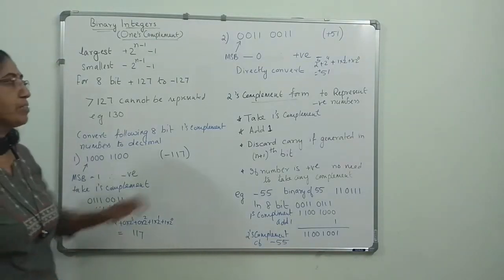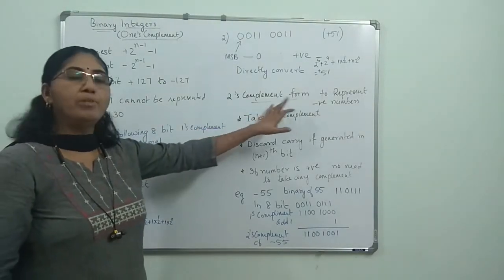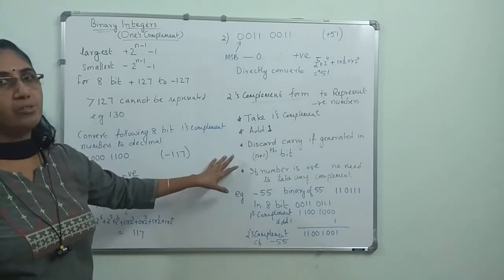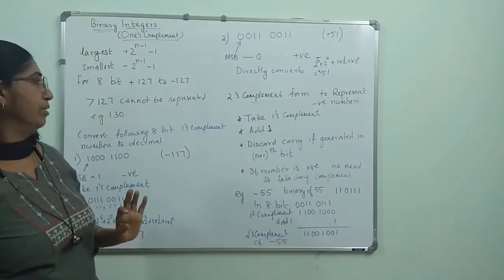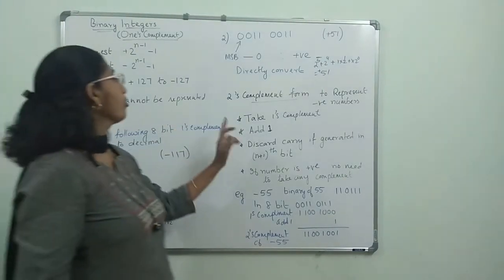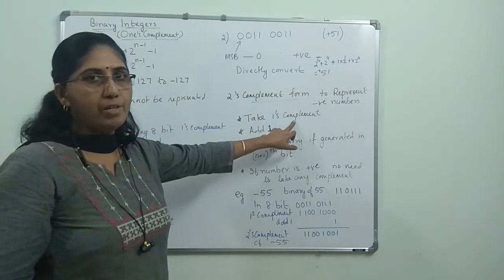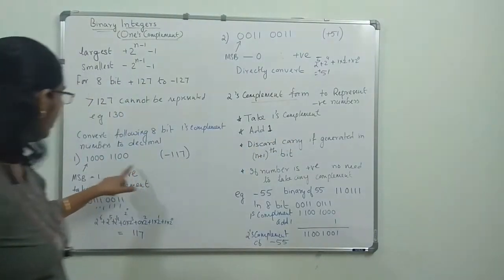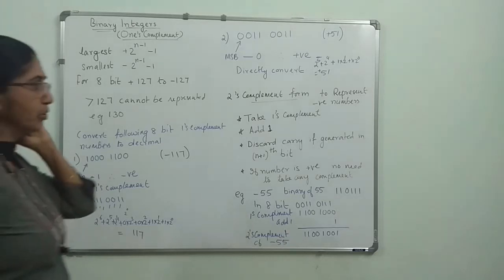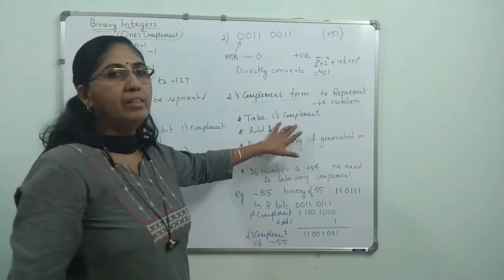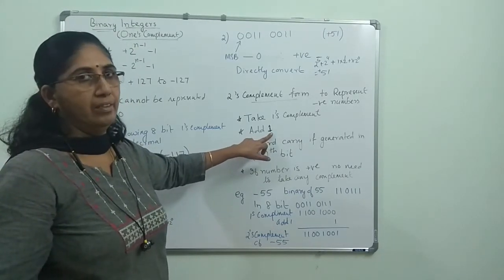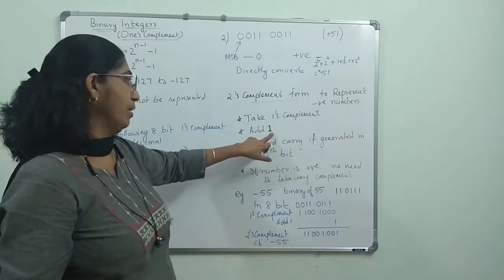Now another form of representation is the 2's complement form to represent negative numbers. I'll tell you briefly what exactly is 2's complement. You know what is ones complement. So 2's complement is another way of representing negative numbers. For that, first we take the one's complement. One's complement you know how to take. You just have to change 0 to 1 and 1 to 0. Then whatever number you are getting, to that you add 1.